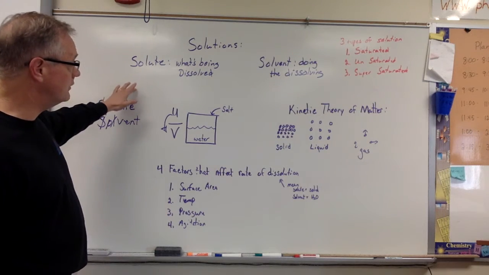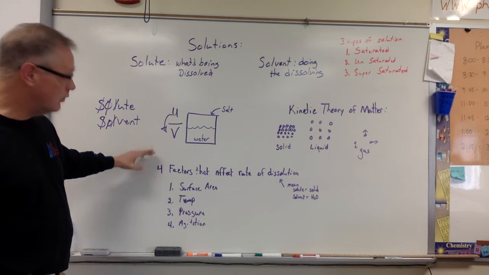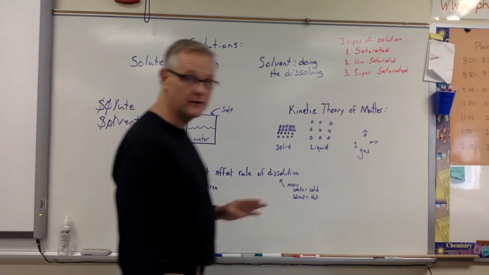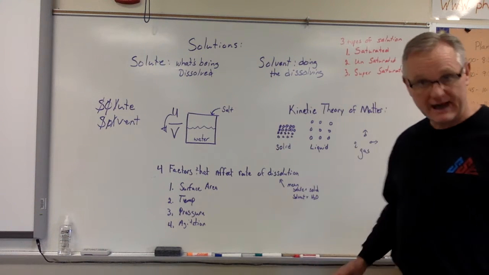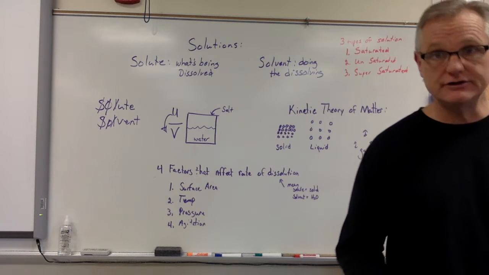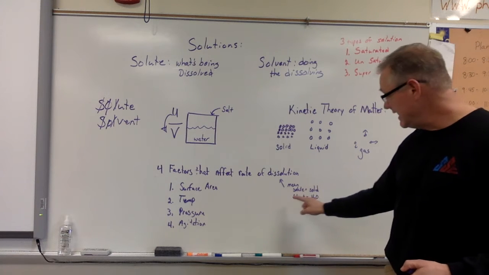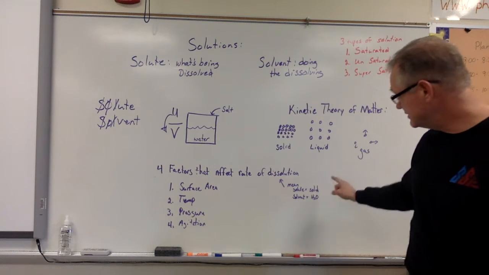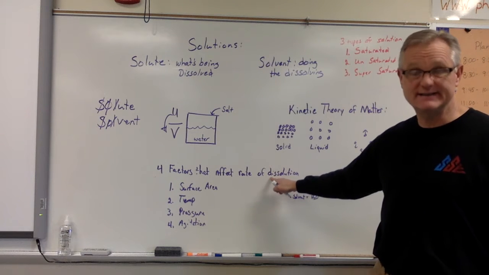So let's go through and look at a couple of other things, okay? The next thing is we're going to talk about 4 factors that affect the rate of dissolution. In AP chemistry, when I use the word dissolution, what I'm talking about is a solute dissolving in a solvent, but primarily the solute is going to be a solid and the solvent is going to be a liquid, usually water. So it's a solid dissolving in water. That is often referred to as dissolution.